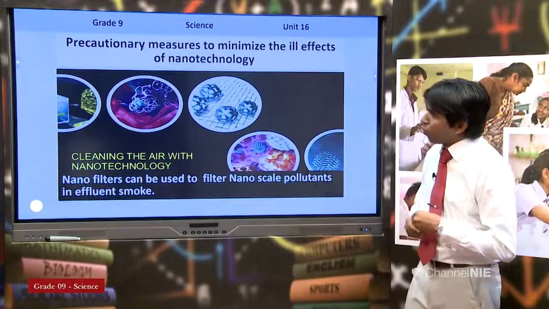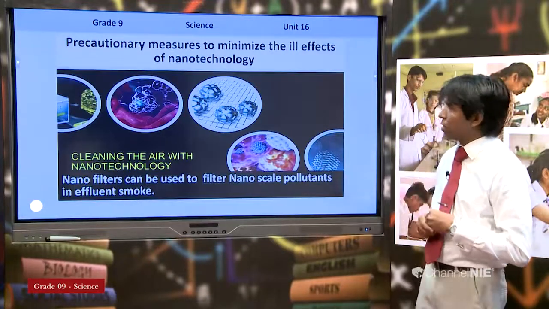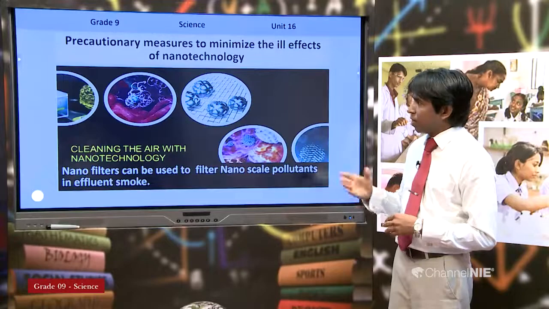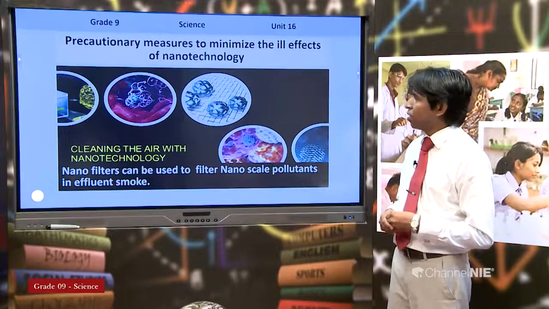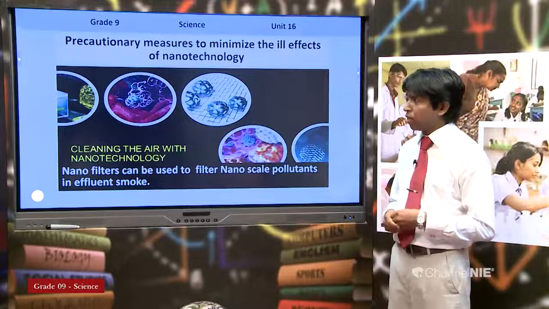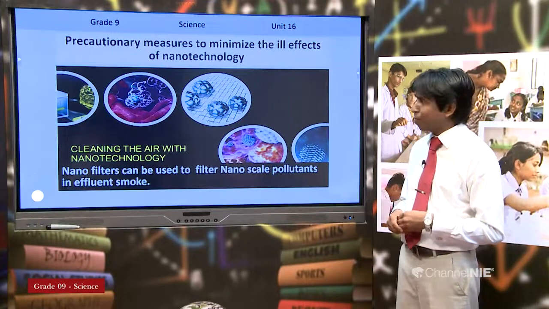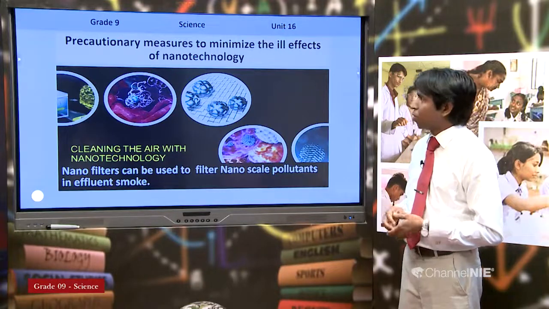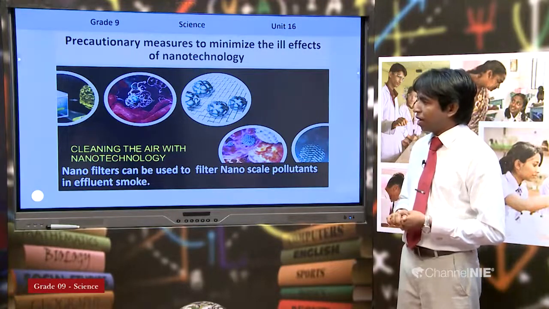Next one. We can see the precautionary measures taken: these nanofilters and the nanoscale pollutants in effluent smoke can be filtered using those. So, let us see how to minimize the ill effects of nanotechnology, or what precautionary measures can be taken to minimize its side effects.